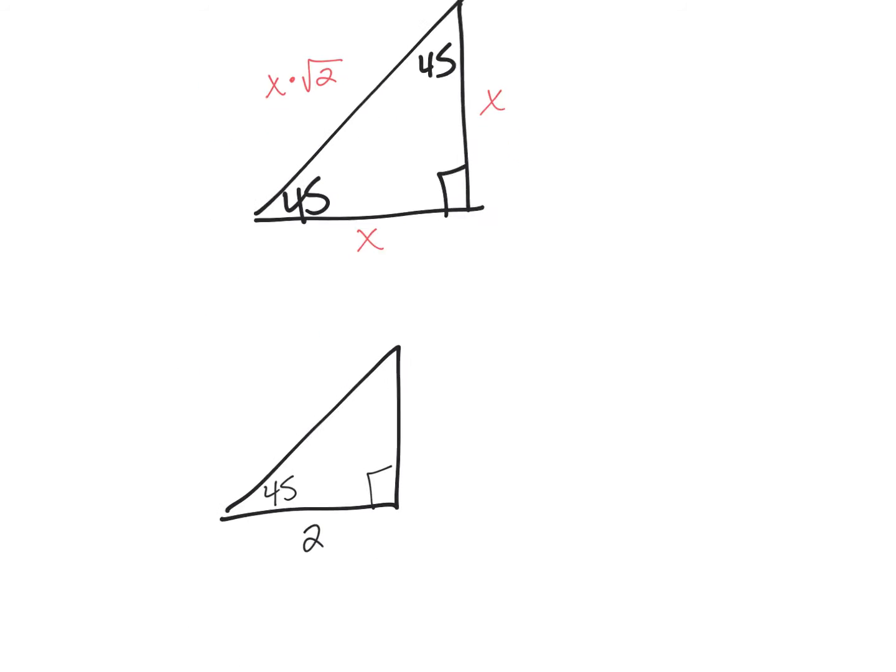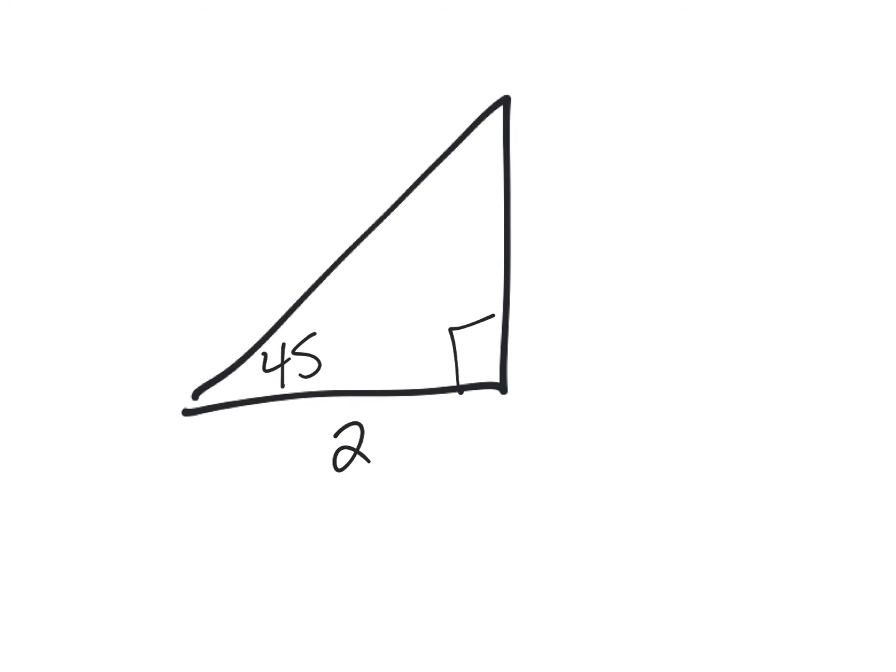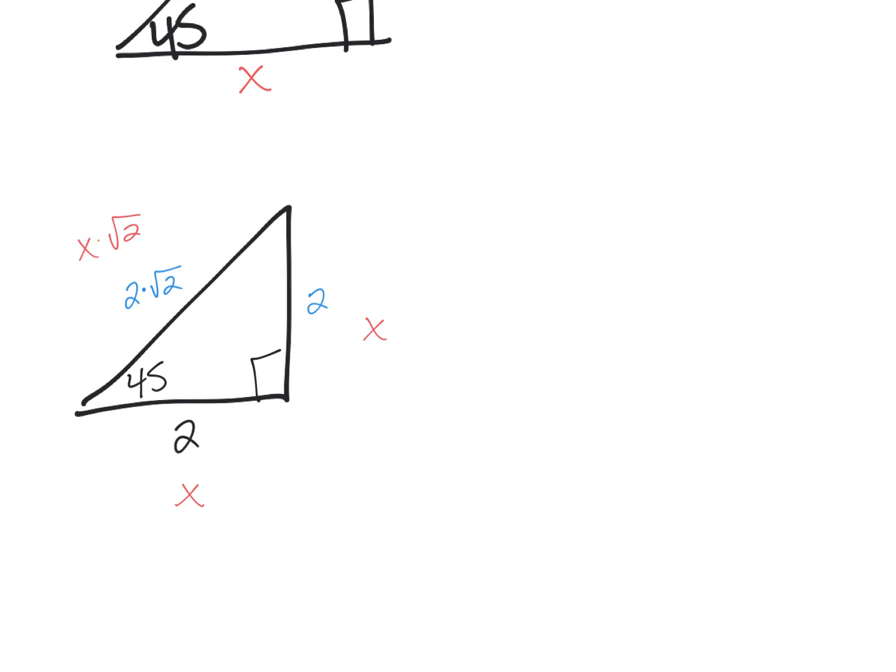Okay, so now let's do one of these. We're going to find out the other two missing sides. We know it's a 45, 45, 90. So these two are going to be the x, and this is going to be the x times the square root of 2. This side over here must be 2 because they're the same, right? And so then for this, our x is 2. So then this hypotenuse must be 2 times square root 2. Not too bad, right?